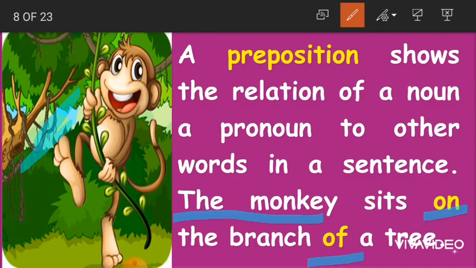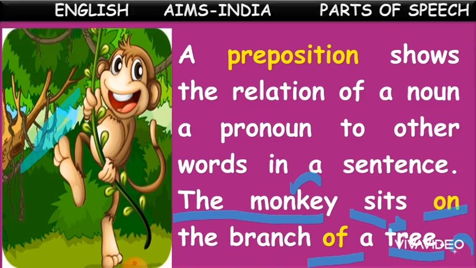Here monkey is also a noun, tree is also a noun. These both are nouns actually. So this preposition is showing the relation between these two, the monkey and the tree, with these words on and of. The monkey sits on the branch of a tree. So this is the preposition. Okay. Now what is the next one?